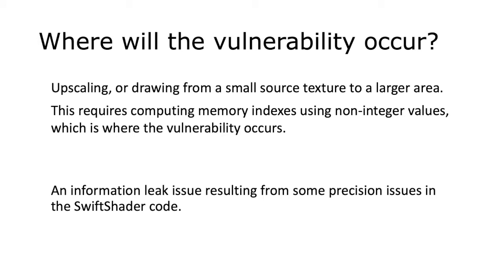So where will the vulnerability occur? Upscaling or drawing from a small cell's texture to a larger area. This requires computing memory indices using non-integer values, which is where the vulnerability occurs. It is an information leak issue resulting from some precision issues in the SwiftShader code.